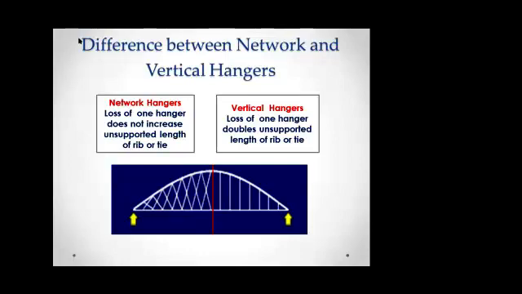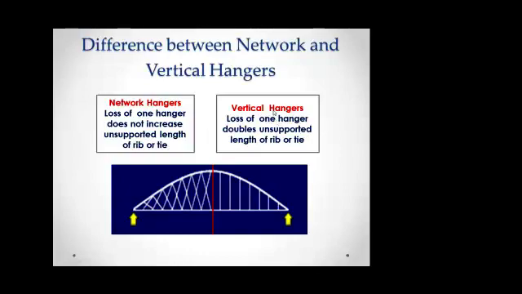Network hanger, when one is lost, the cable does not increase the unsupported length for the vertical. If any one hanger fails, the unsupported length increases, and a failure will take place. The loss of one hanger doubles the unsupported length of the rib or the tie. So that is a drawback of the vertical hanger.